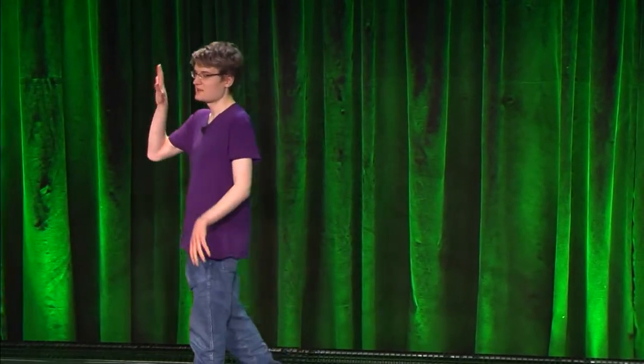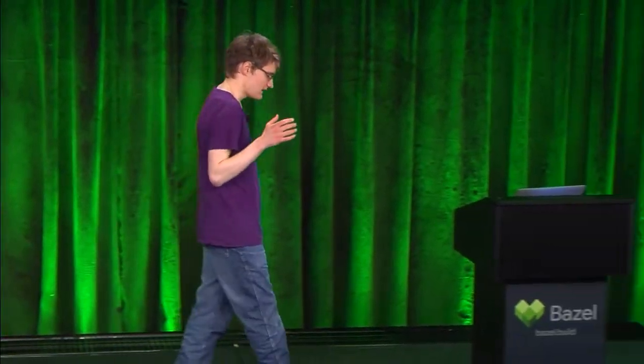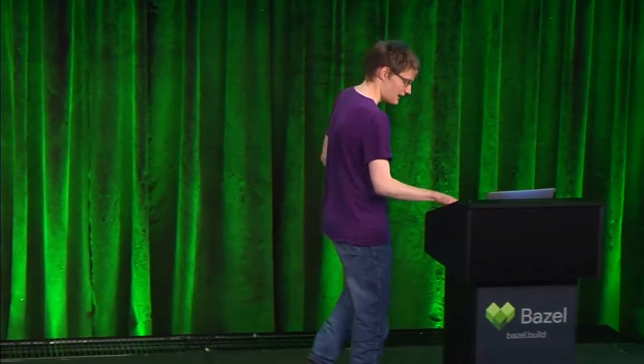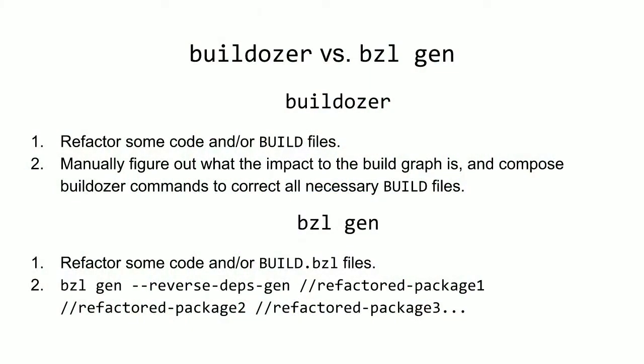A sort of related reason is that refactoring large amounts of code is eased by not having to manually edit build files. And there's already tools which are good at refactoring build files, like Bulldozer is an example. But I'd like to point out that using Bulldozer to do a refactoring that involves build files is a little bit of a different workflow than using something like BazelGen. So if I'm using Bulldozer, I have to make my refactoring, then kind of figure out in my head how my refactoring needs to be represented or mutate the build graph, and then come up with the Bulldozer commands to actually execute that refactoring across the build files.